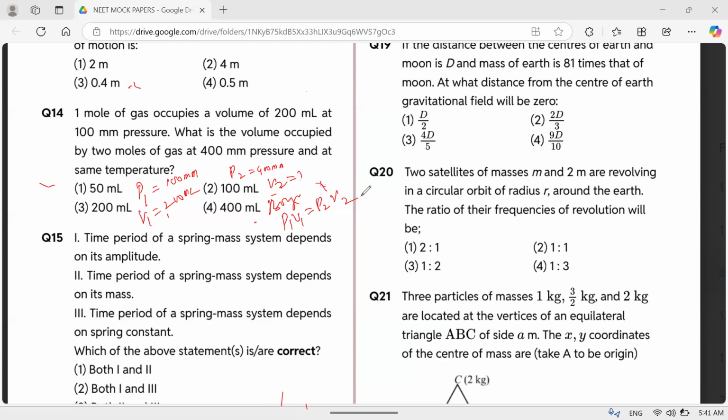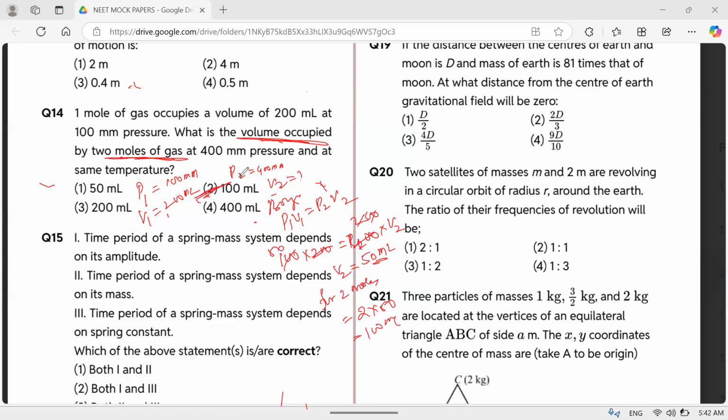He is asking, for 2 moles of a gas, what is the volume occupied? This is for 1 mole. P1 is equal to 100, V1 is equal to 200, P2 is 400 into V2. So V2 is 2 ones 2, 2 fives 50. So V2 is equal to 50 milliliters. Now for 2 moles, how much will it be? 2 into 50, that will be equal to 100 ml of the gas.